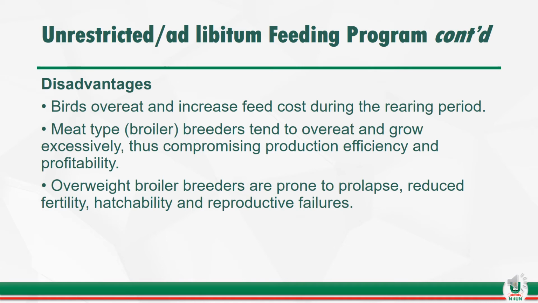Birds can be overweight, like overeating, because they constantly will consume feed, and of course that is not cost effective. Number two, meat type broiler breeders tend to overeat and grow excessively, thus compromising production efficiency and profitability. Overweight broiler breeders are prone to prolapse, reduced fertility, hatchability problems, and reproductive failures.